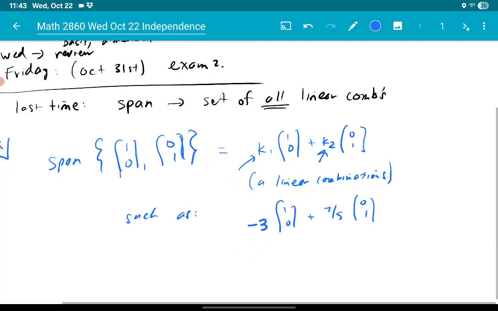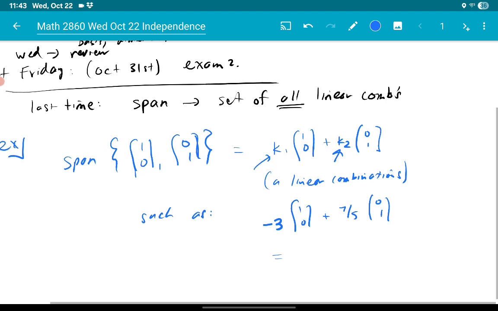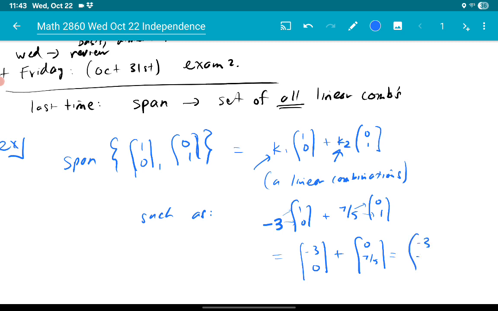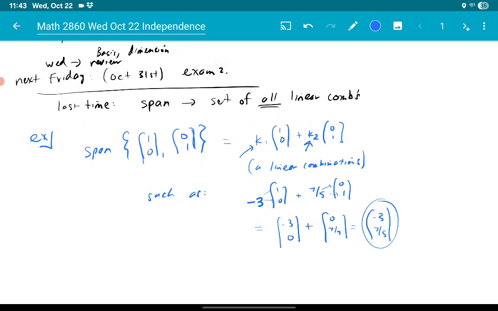And we shouldn't leave it like that, by the way. That's technically a linear combination, but we should combine these things, right? So let's do our scalar multiplication and vector addition operations that we learned way back. And what would this be? (-3, 0), right? If I multiply the -3 times each of those components, and the 7/5 times each of these components, we get (0, 7/5). And if I add those together, we get (-3, 7/5).